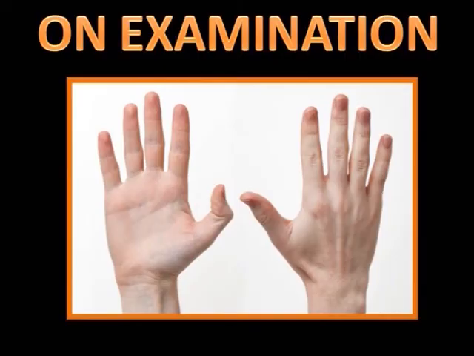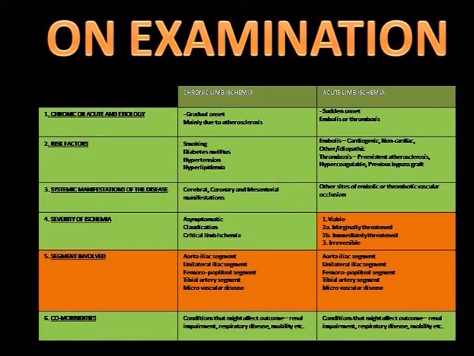Now we come to the exciting part, on examination. But please remember that the examination is still only a small part in the 6 questions that we are going to come to. If we look at this table, we see the small percentage that it plays in the role of determining acute or chronic limb ischemia and the 6 questions.